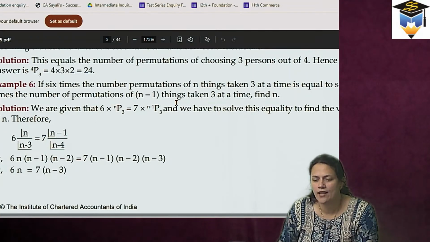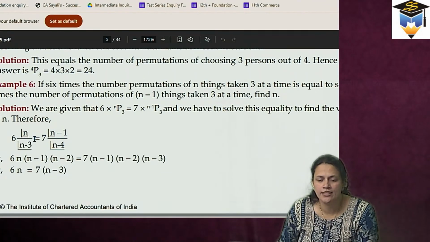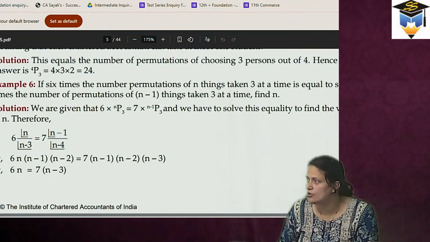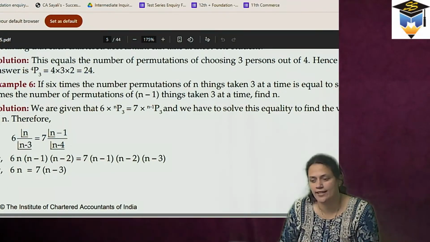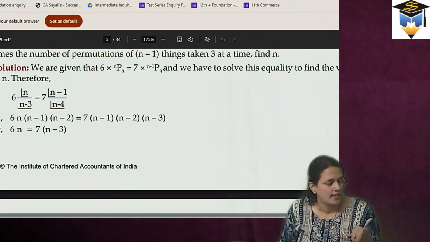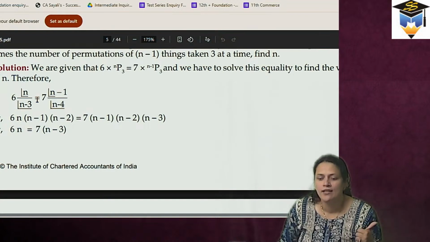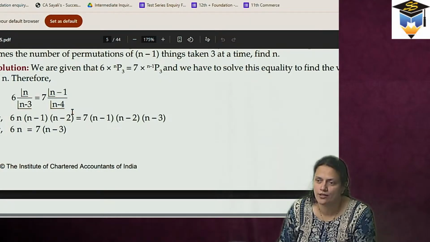6 times, meaning 6 multiplied by. So it is written in this form. Huh? Acha, you are not able to see it. Why? What happened? Okay. Now, okay. So it is going to be 6 multiplied by n factorial upon n minus 3 factorial, that is equal to 7 multiplied by n minus 1 factorial upon n minus 1 minus 3, that is n minus 4 factorial. Did everyone understand?